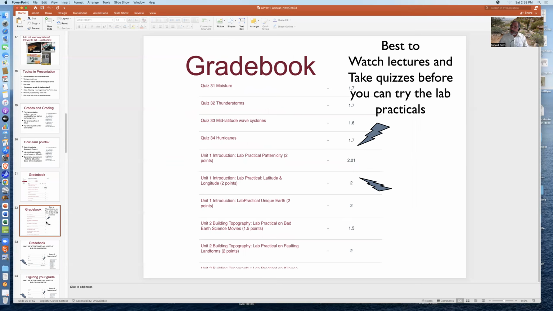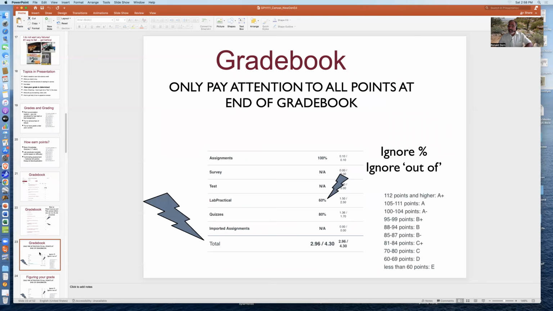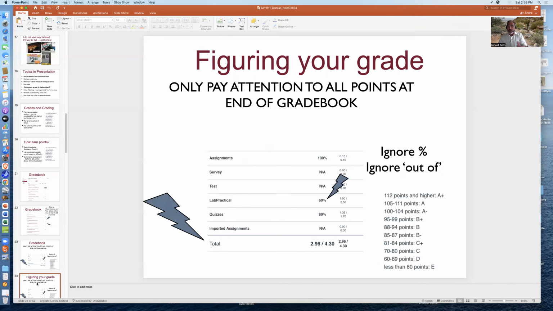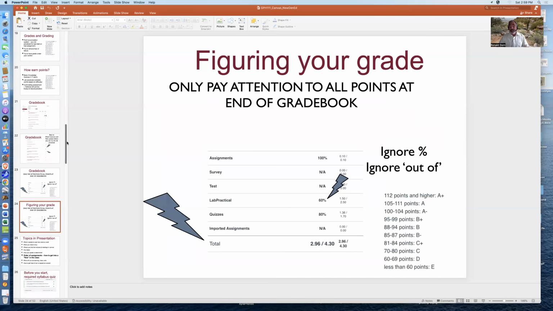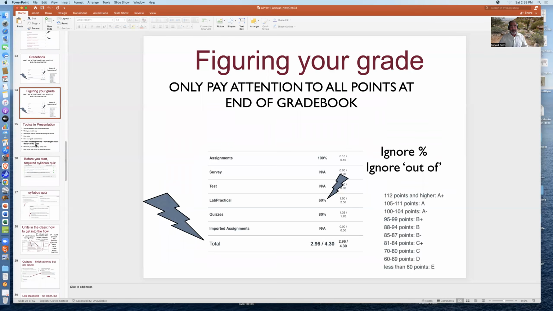The gradebook, the only thing I want you to worry about is the points. And so what I want you to do is start with the lectures and take the quizzes first, straight up, and then try the lab practicals. And you'll see your points accumulate over time. Ignore the percent, only pay attention to the total. So figuring your grade is super easy. Just ignore everything except the total number of points. I know this is an unusual system, and the reason why I do this is I want you to enjoy the class. I don't want you to freak about your grade, because in reality, it's completely under your control.